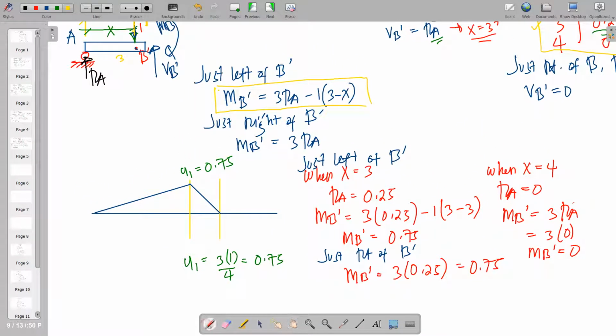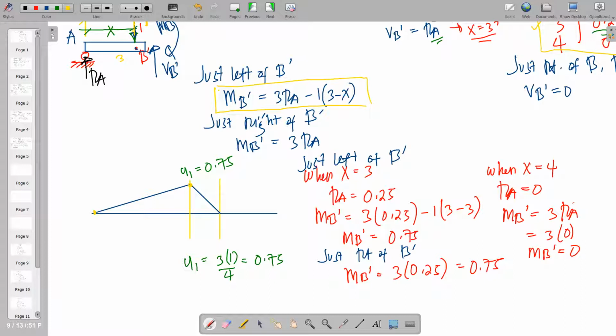So why 0 value? Because in MB prime, using this equation, x is equal to 0, so this will yield to 0. And then RA is 0 at that point. So that is why MB prime started with x equal to 0, and then just left of B prime it is 0.75, and 0.75 as well just right of B. And then you'll yield back to 0.